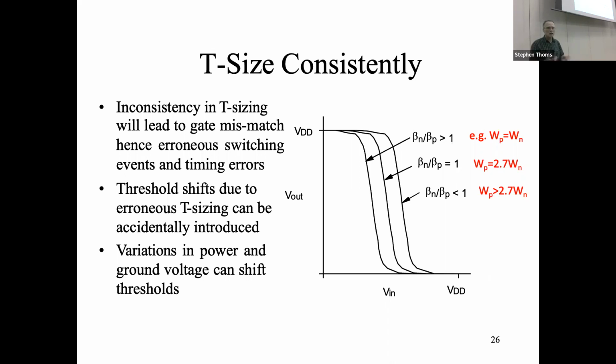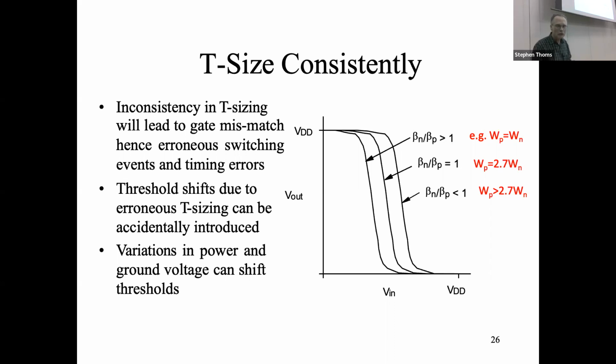So, as I say, this is where we got to last week. We were talking about T-sizing, which is transistor sizing, and looking at the problems you get if you don't T-size consistently. So the point of T-sizing is that you can match your thresholds, and it also is important from a timing point of view. And that's what we're going to look at next.